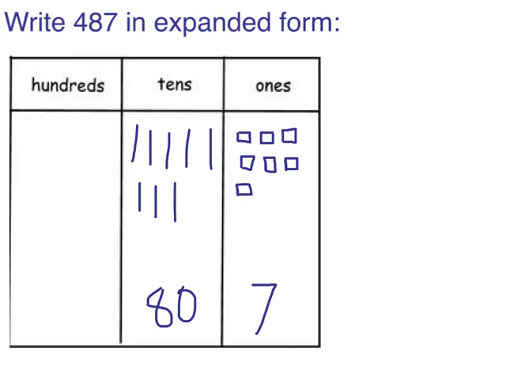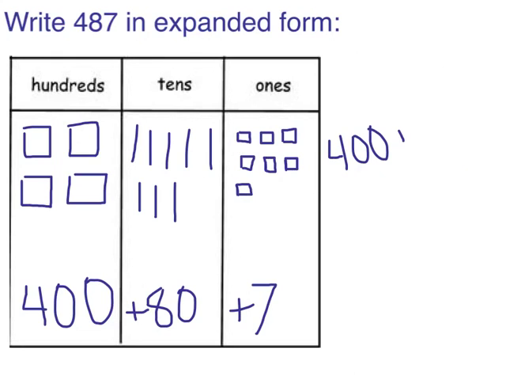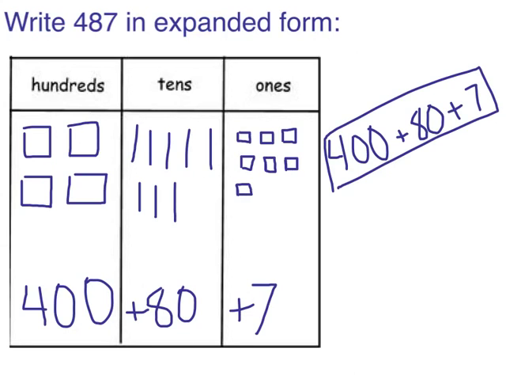I have a 4 in the hundreds place, so I'm going to draw in 4 hundreds. 100, 200, 300, 400. The value of the 4 is 400. To write this number in expanded form, now I'm just going to add those values together. 400 plus 80 plus 7. 4 hundreds plus 8 tens, 80, plus 7 is the value of 487 written in expanded form.